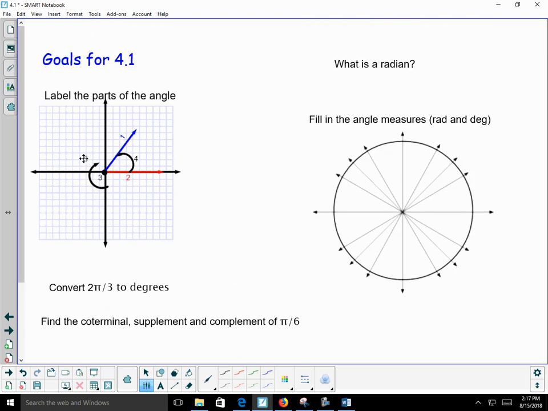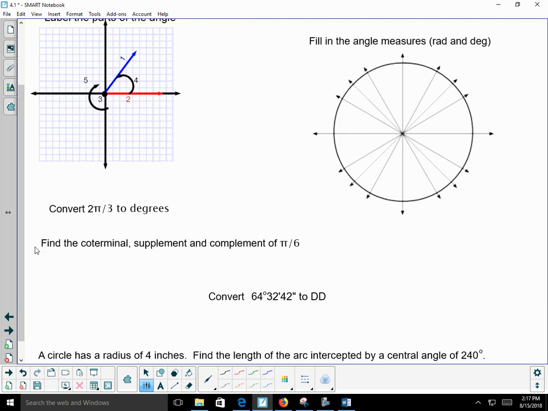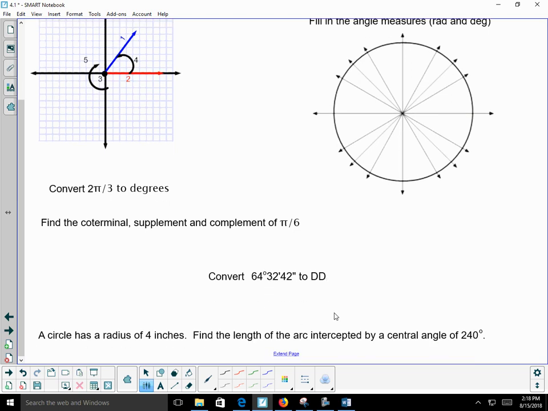We are going to be able to look and label the parts of an angle. We are going to be given what's called a unit circle, a blank unit circle, and we are going to be able to fill in the measures of the angles both in radians and degrees. We will be able to convert from radians to degrees and from degrees to radians. We will eventually find coterminal, supplemental, and complementary angles, and then we will convert between degrees, minutes, and seconds to what's called a degree decimal. And then we will solve problems. So that's what this whole 4.1 section will be.